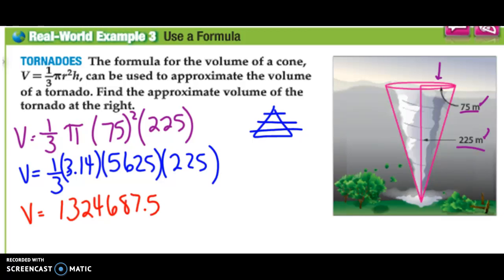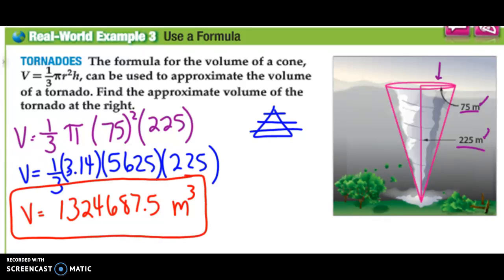1,324,687.5, and that is going to be meters. And if I had meters, there's 3 meters cubed. And remember, volume is always in cubed amount. So this right here is going to be the approximate volume of my tornado right there.